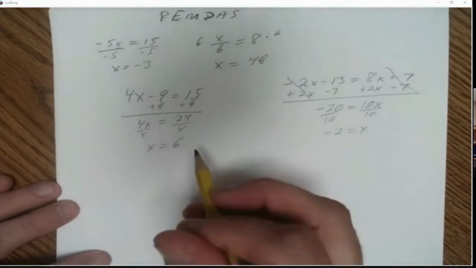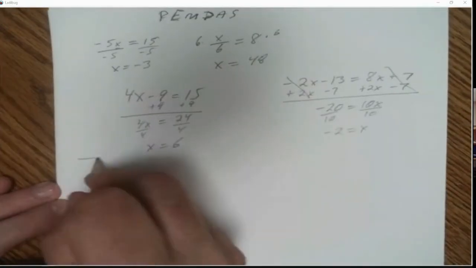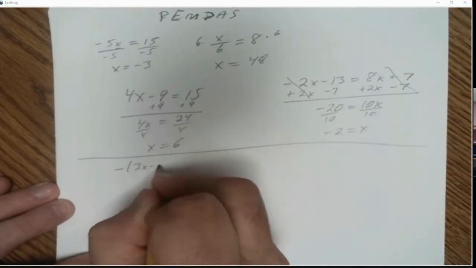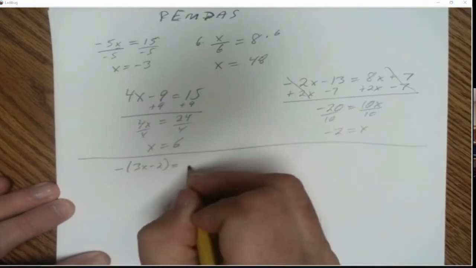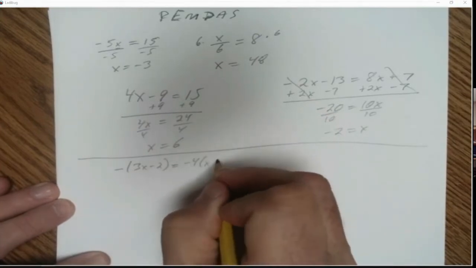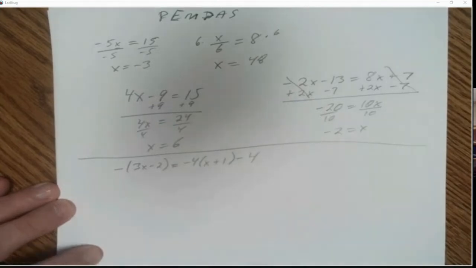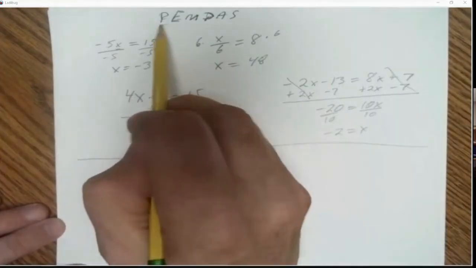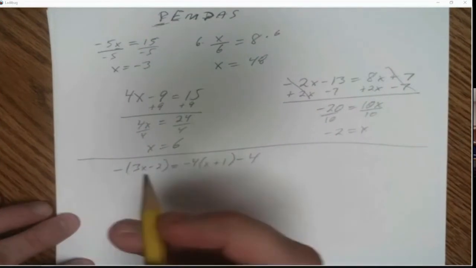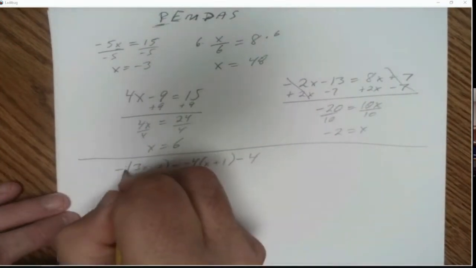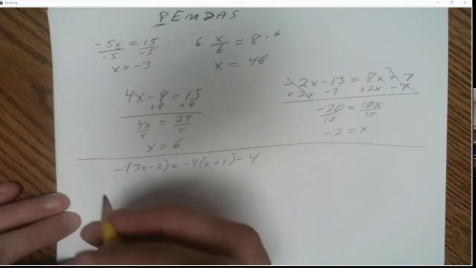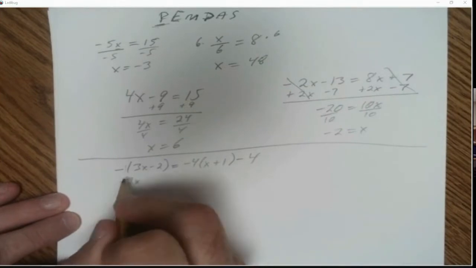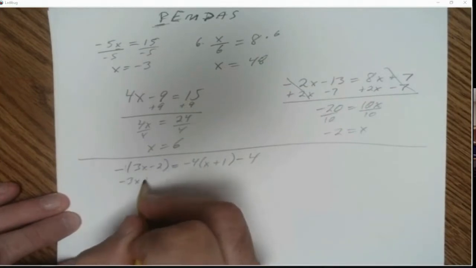Let's take it one step farther, again thinking of our order of operations, just so we don't get those mixed up. Negative 3x minus 2 equals negative, parentheses, 4x plus 1, minus 4. There's a lot going on with that. But the very first thing we need to do is the parentheses. We've got a P there. So what's going on here? This negative out by itself is actually a negative 1. So we're going to multiply negative 1 times everything in parentheses. Negative 4x, negative 1 times 1 is negative 1. Negative 3x. Negative 1 times negative 2 is a positive 2.